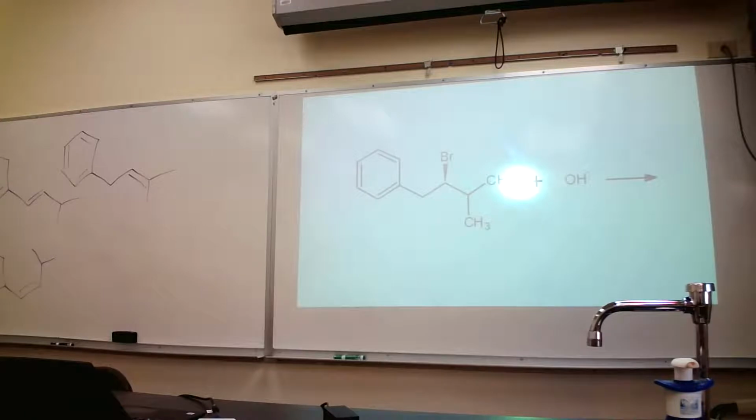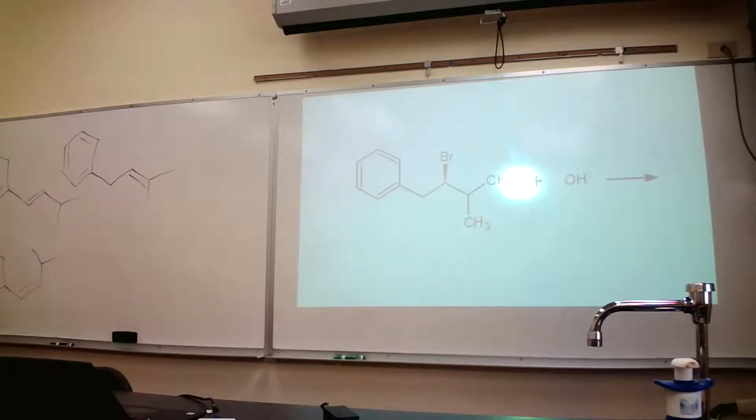Zaitsev's rule says the most stable alkene is the most substituted, which would have us predict this one. However, there's always a however, resonance makes things more complicated. If we make these products, we have a pi bond that's conjugated with the benzene ring that can resonate and draw resonance structures with the benzene ring.